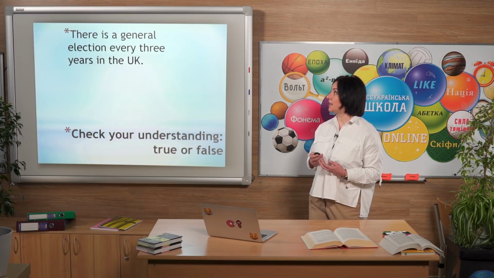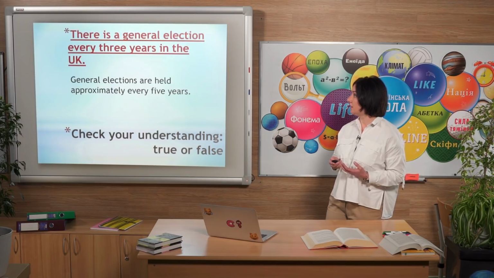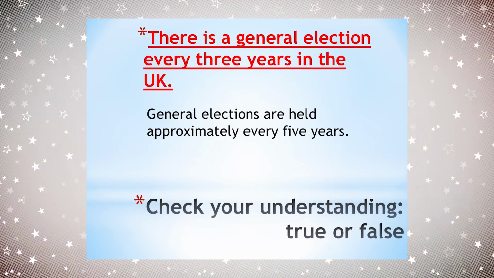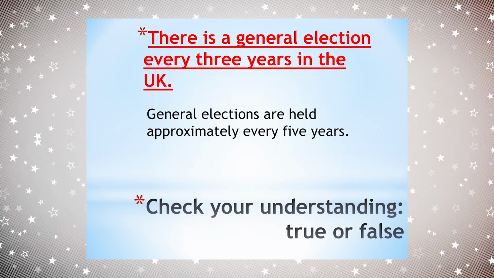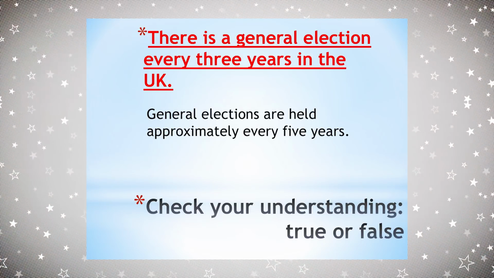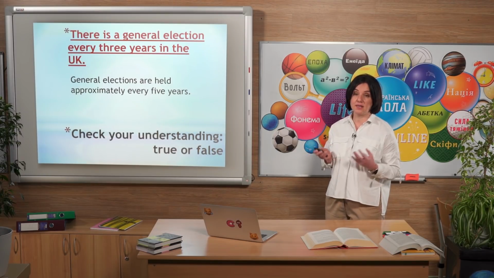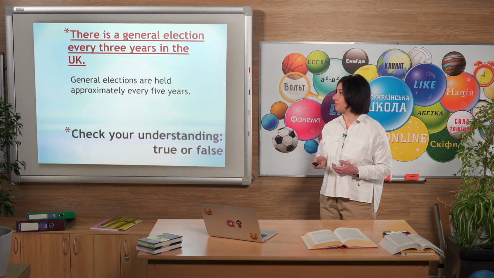There is a general election every 3 years in the UK. So, a very easy one. And it is false because general elections are held approximately every 5 years. Again, here are the synonyms. It is said in the question that there is a general election, and here general elections are held. The other structure of the sentence, but they are synonyms. Okay, so let's move on.